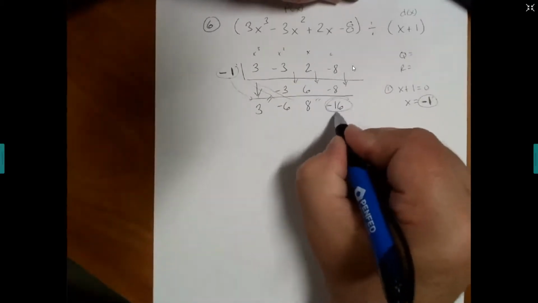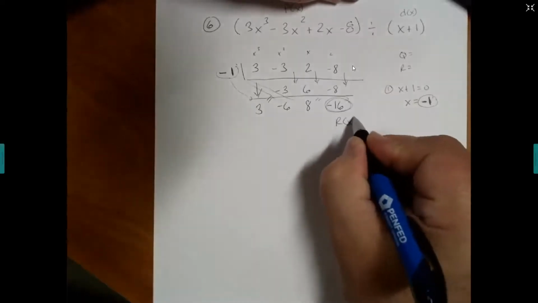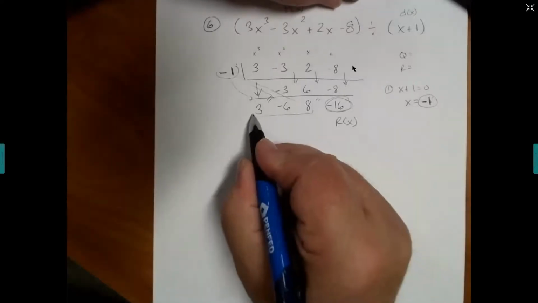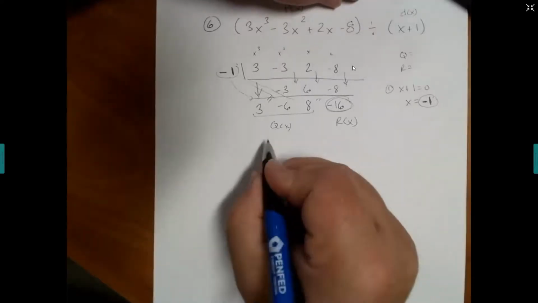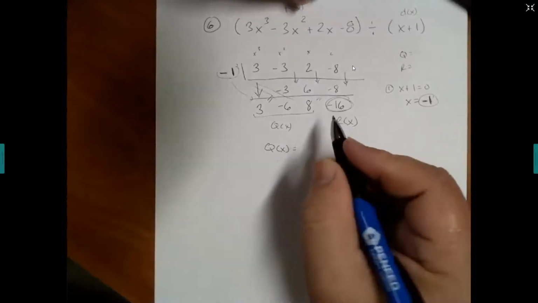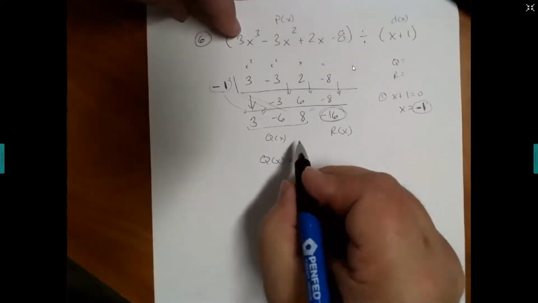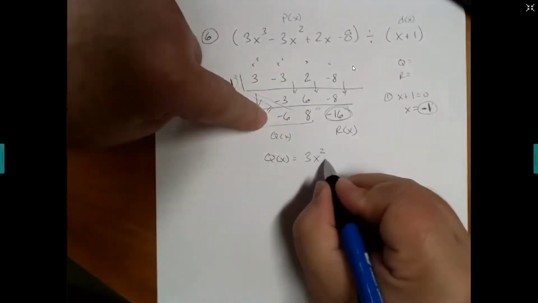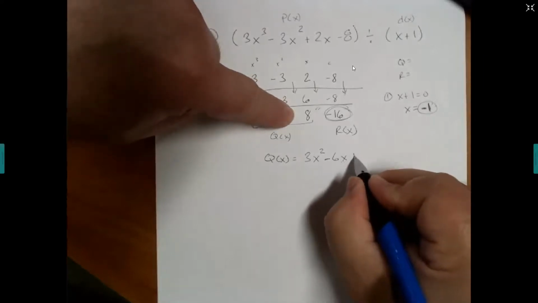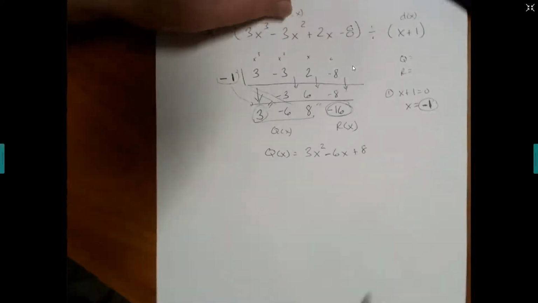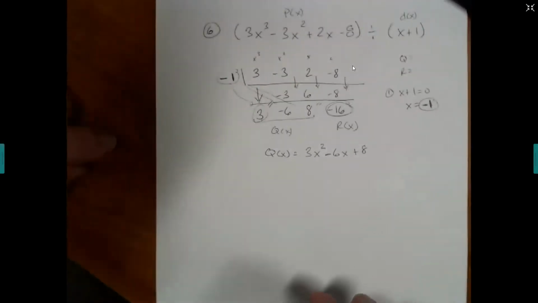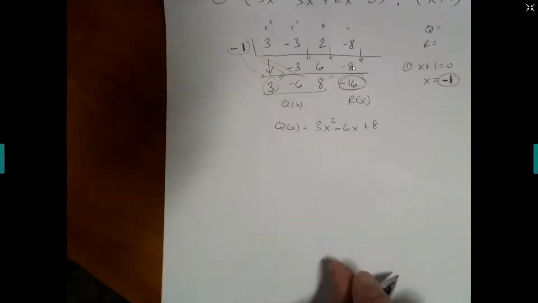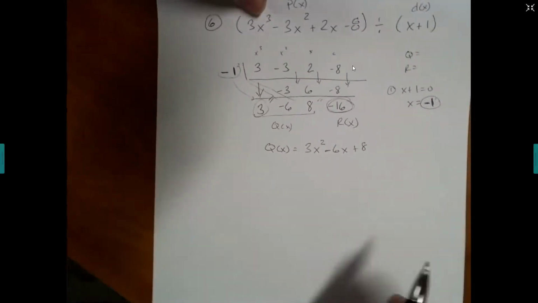So remember, the last number here is our remainder. And this is our Q of X. So Q of X is equal to, since it's an X cubed, that means our first number, 3, has X squared. Minus 6 X, and plus 8. That's my Q of X. Ta-da! Now, will it always be so simple? Yes.